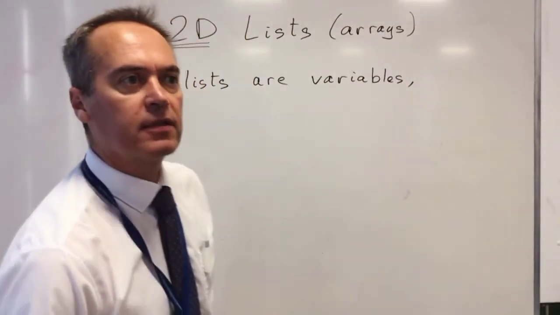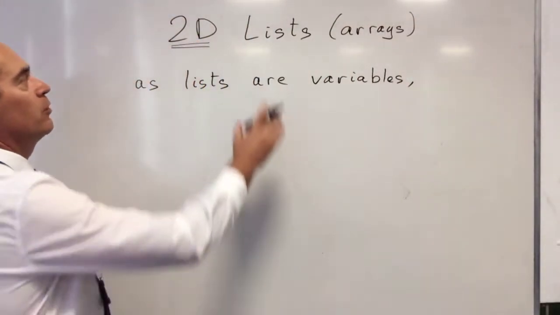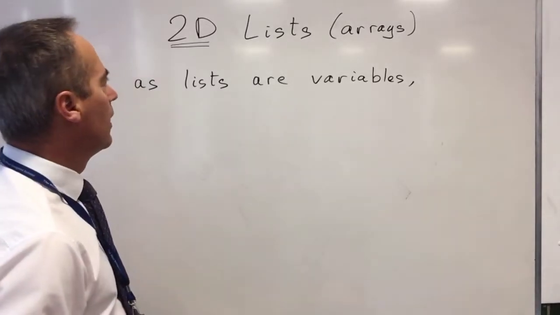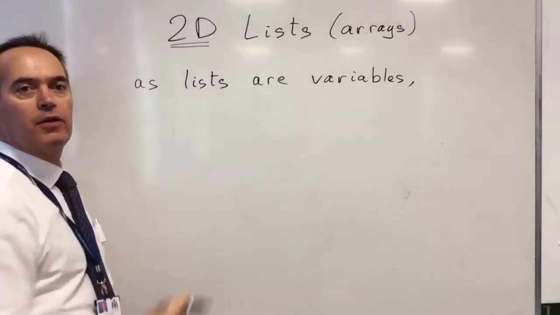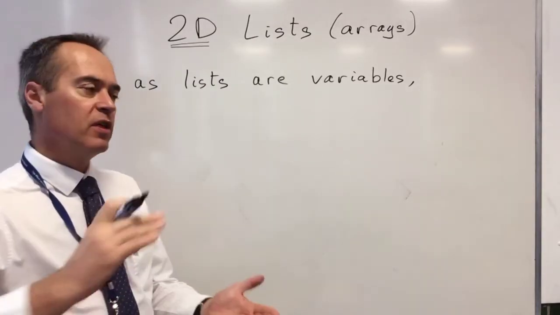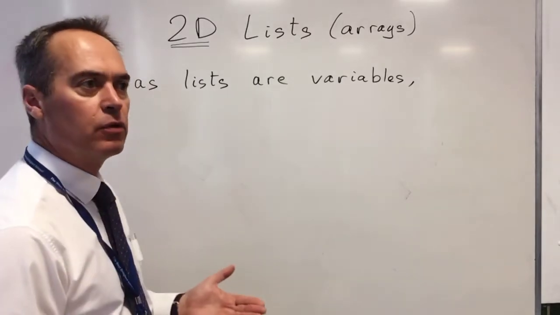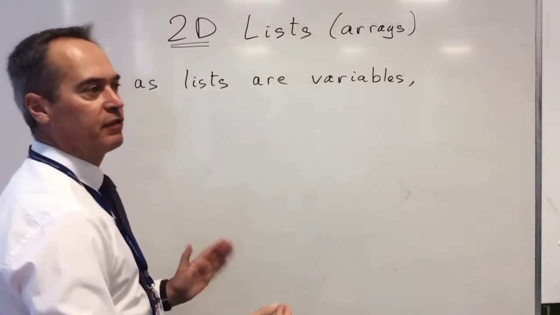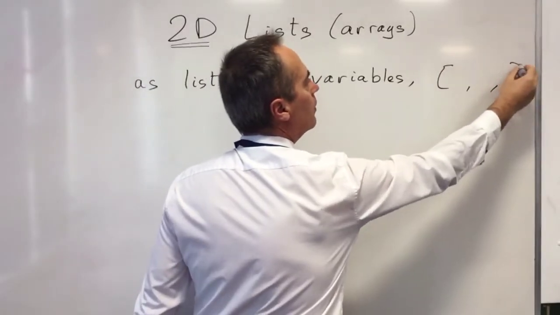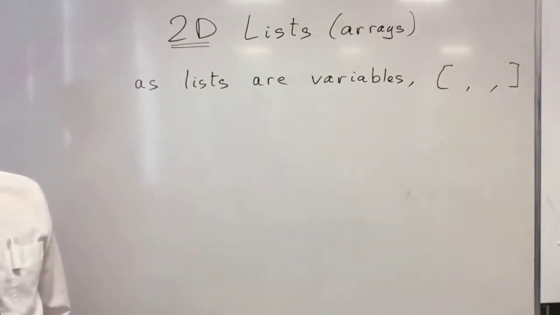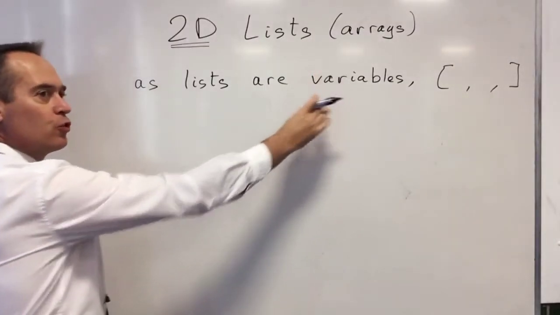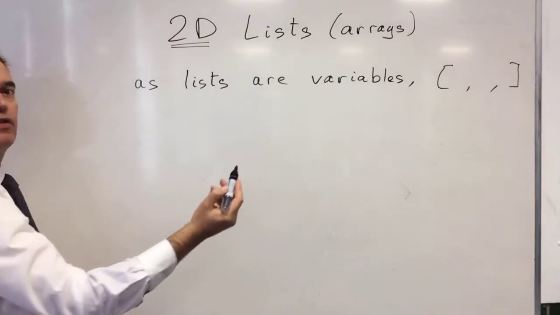Welcome to this screencast. GCSE Computer Science, we are looking at 2D lists or arrays. And our starting point is to remind ourselves that a list is a variable like any other variable. You give it a name, you give it a value. It just happens that that value can have more than one item inside. Now, if it is a variable, then we can store this list inside another list.